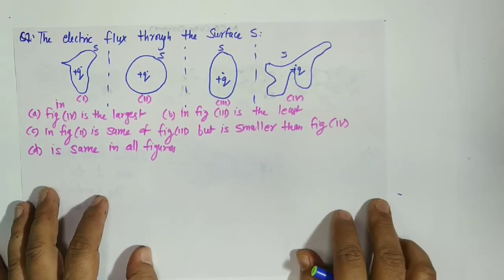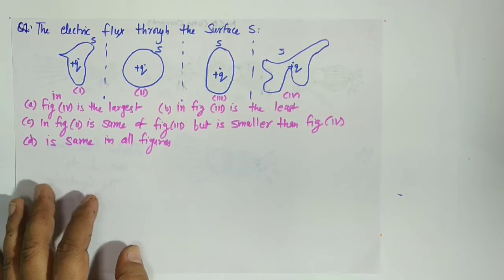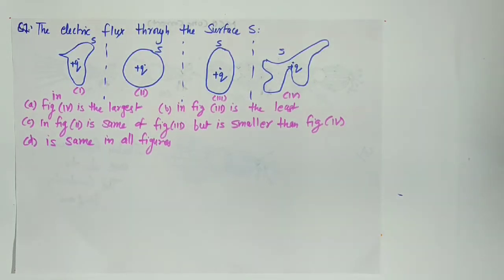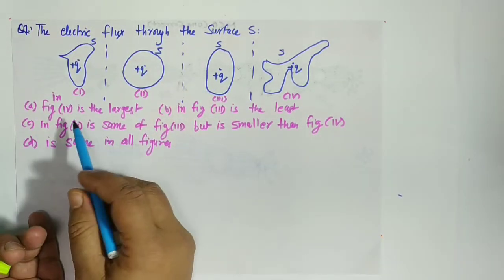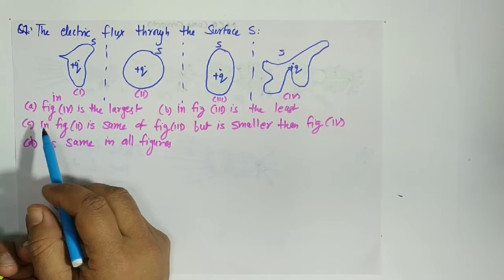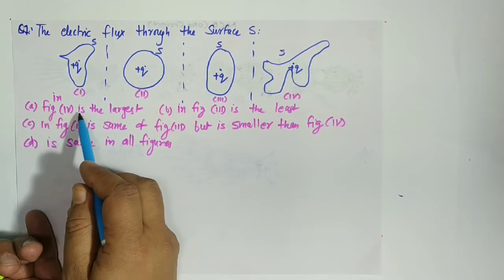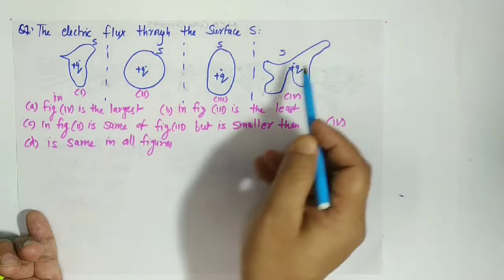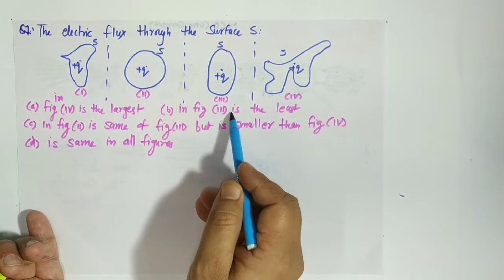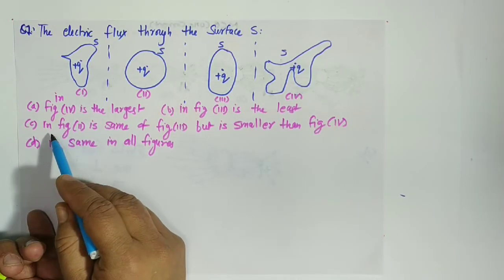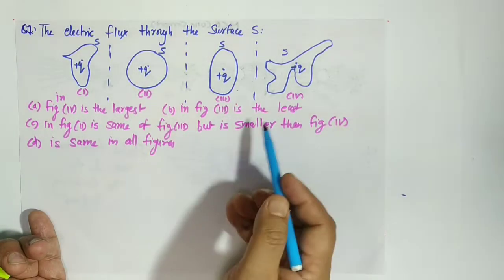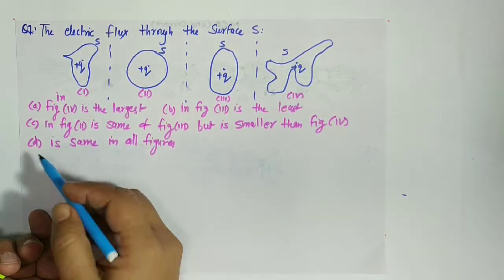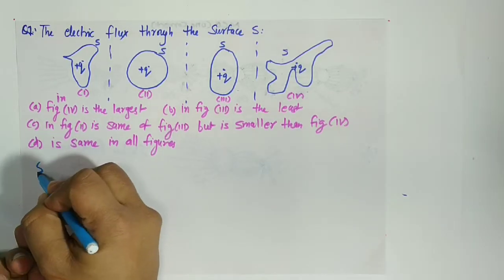One answer MCQ question. Now the next one: the electric flux through the surface S is given. There are charges plus Q, plus Q, plus Q, with different types of surfaces. Now there are 4 options. The first says the flux is largest in figure 4. The second says the flux in figure 3 is the least. What is option C? The flux in figure 2 is the same as figure 3, and they are less than figure 4. And the last option is that it is the same in all figures.